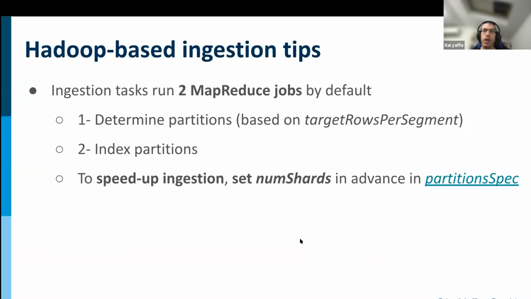Now, in some cases, for example, if you know in advance how much data you're expecting, or if the data volume is kind of fixed, you can actually significantly speed up ingestion if, rather than using target rows per segment, you set num shards in advance in your partition spec. And in that case, it will completely skip the determine partitions and only run the index partitions.